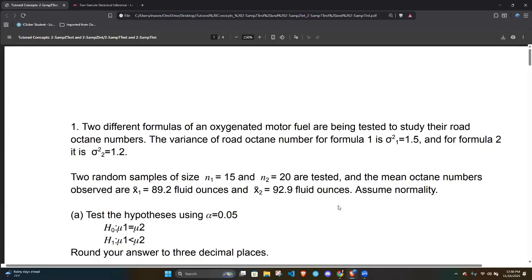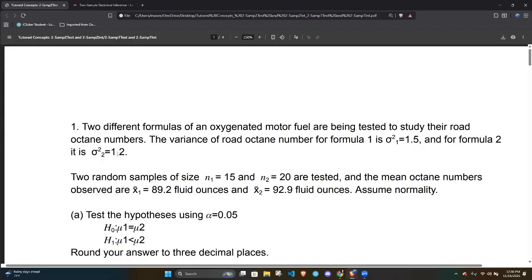And so in this problem, we are given a lot of the relative information we need to actually solve it. First off, in this problem, we are given both the variances for Formula 1 and 2 being 1.5 and 1.2. Therefore, since the variance is known in this problem, we already know that this problem is a two-sample z-test because a z-test focuses on when the variance is known. So given that we have the variances, this tells us that this is a two-sample z-test problem.